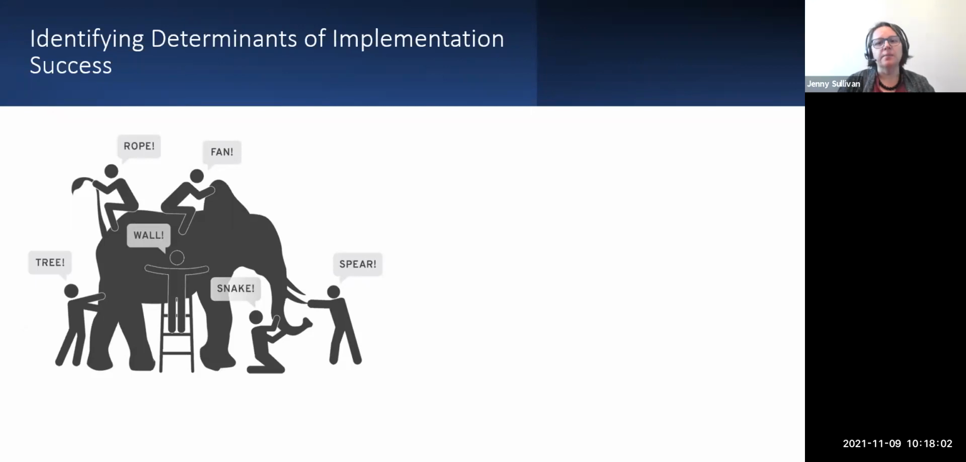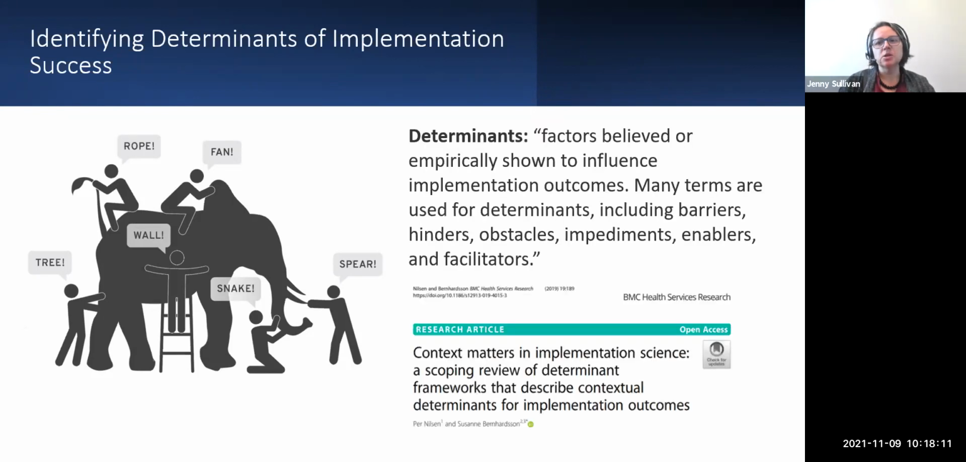And before you can determine which implementation strategies to utilize, it's critical to consider determinants of implementation success. So determinants are factors believed or empirically shown to influence implementation outcomes, and many terms are used for determinants, including barriers, hindrances, obstacles, impediments, but also some positive enablers and facilitators as well. And context is highly represented in many theories, frameworks, models, and approaches.